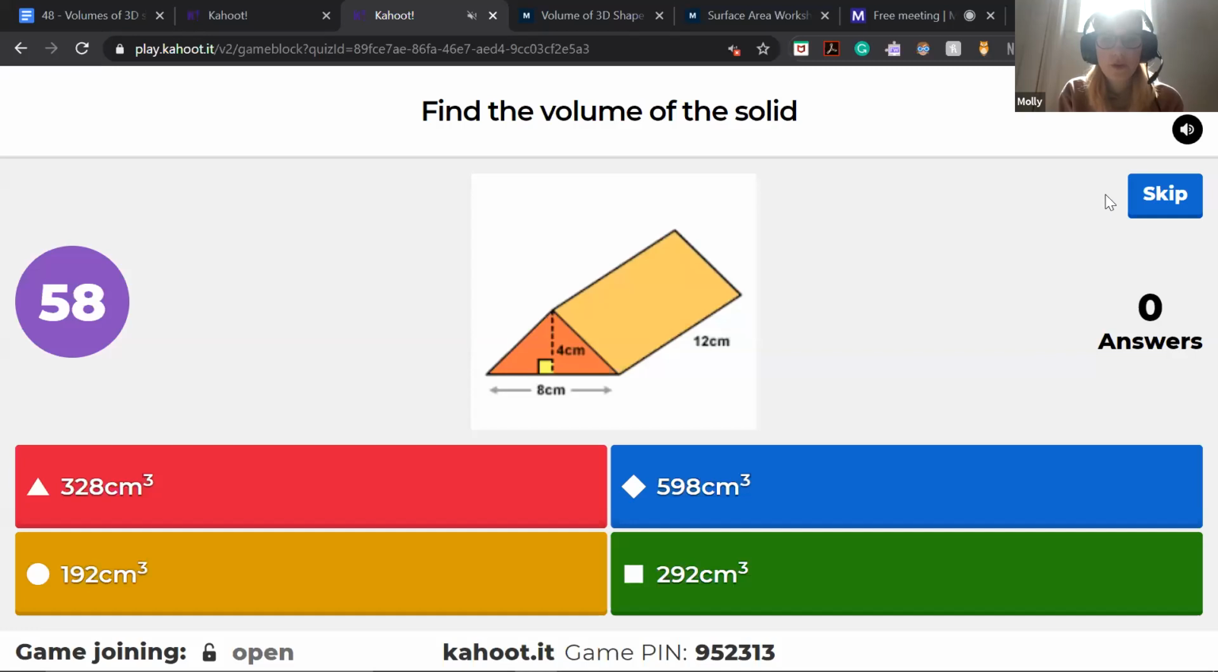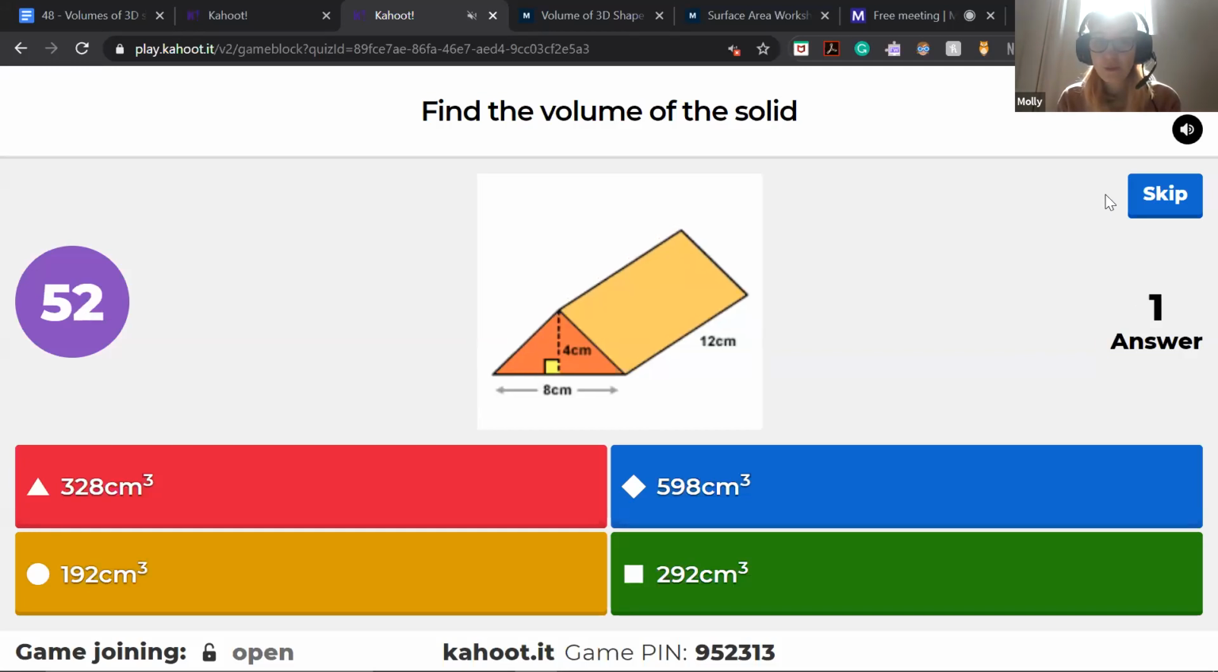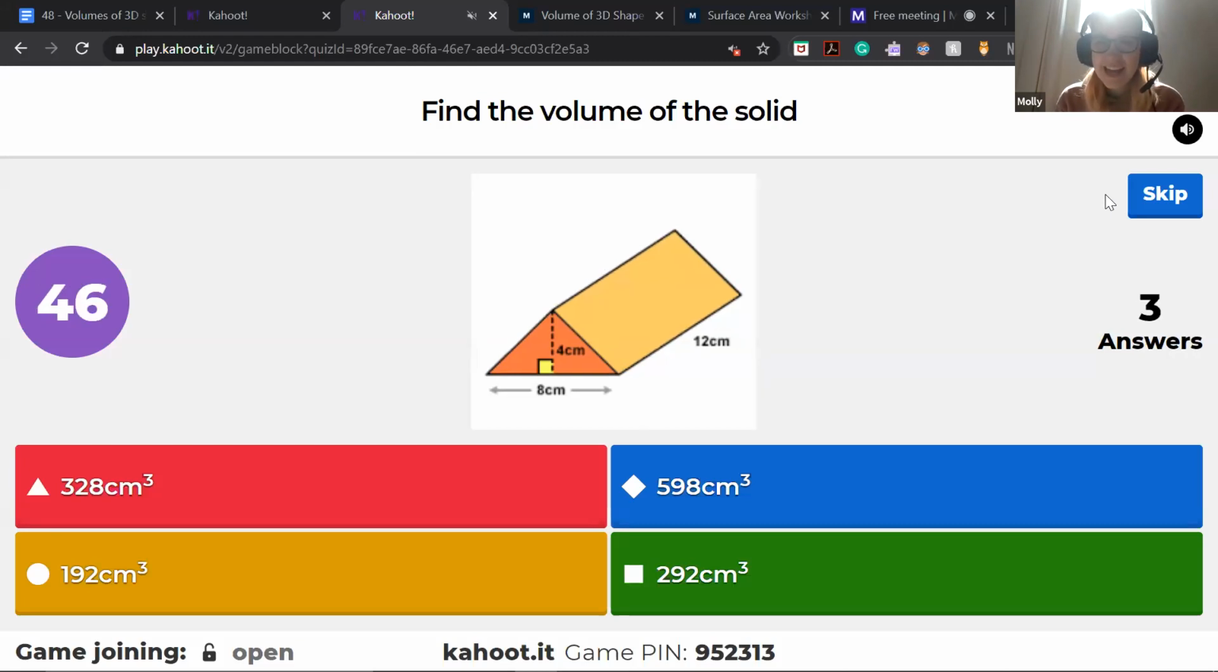Next one, the volume of this solid. So this is a triangular prism. If you don't know what that means, don't worry. I will be going through what that means and how to calculate volumes of them soon as part of the lesson.